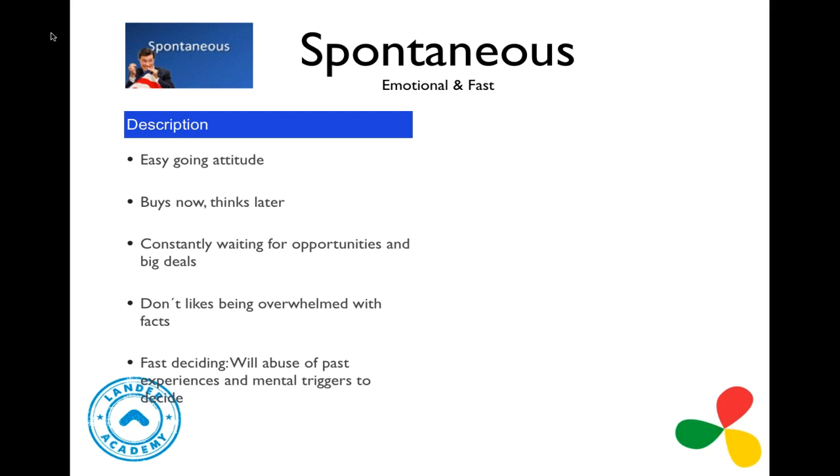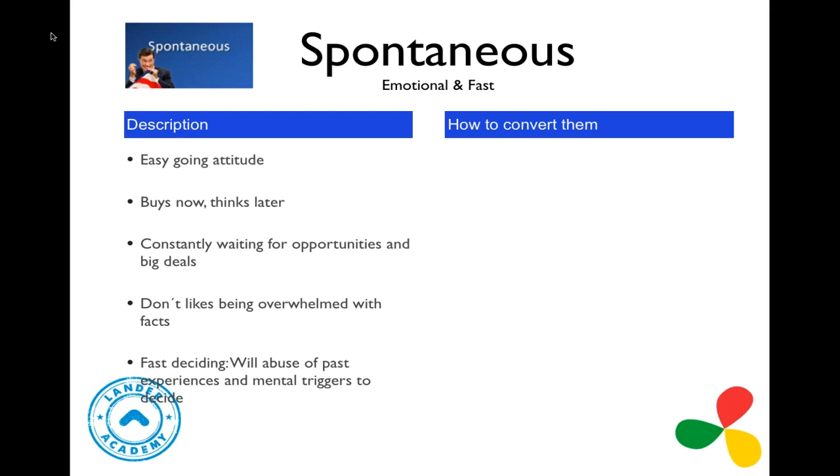So spontaneous, easygoing, active: they buy now, think later, and they don't want to be overwhelmed with facts. So the first problem is how we combine methodical users, who like facts, with spontaneous ones. This is the kind of conversation that we need to have and we need to solve.